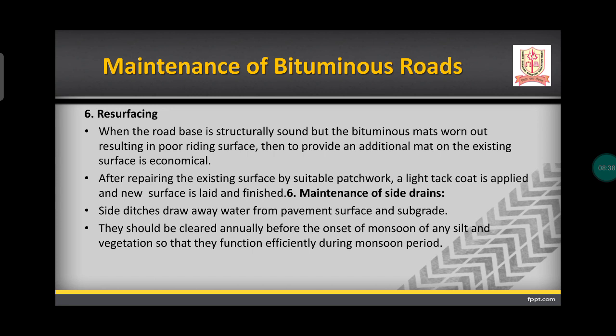Then the maintenance of side drainage. The side ditches drain water away from the pavement surface and subgrade. They should be cleared annually before the onset of monsoon of any silt and vegetation so that they function effectively during the monsoon period. Obviously, we have to maintain the side drainage by simply clearing it out before the monsoon. If anything is logging the water, we have to remove it and clear all the weeds or silt present, and then in the monsoon there is no water logging.